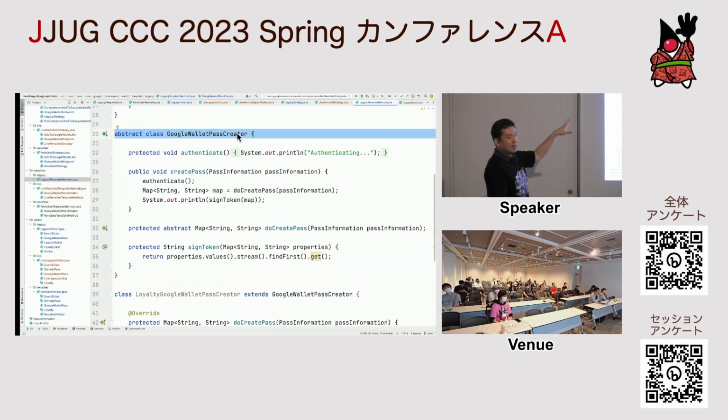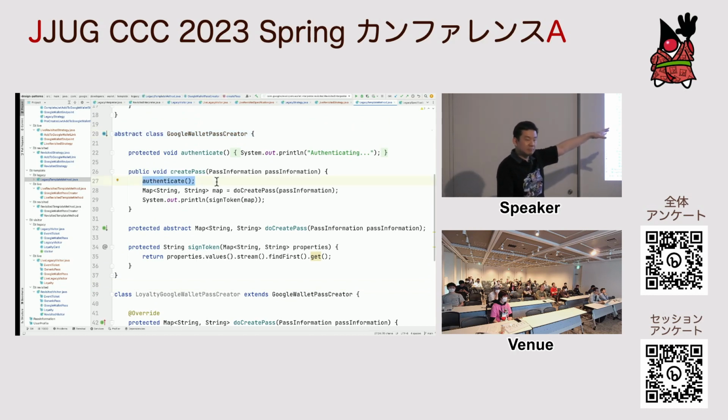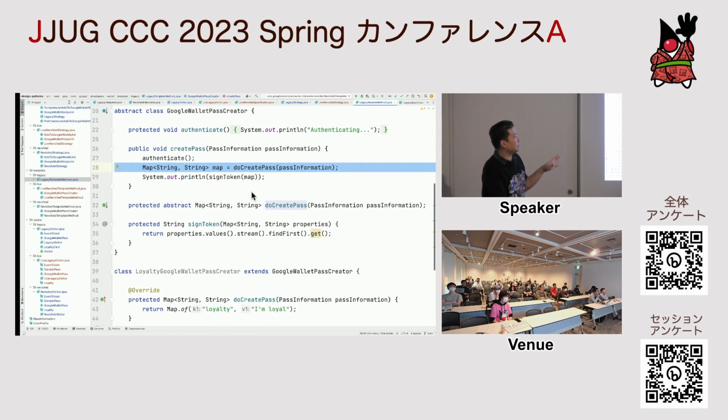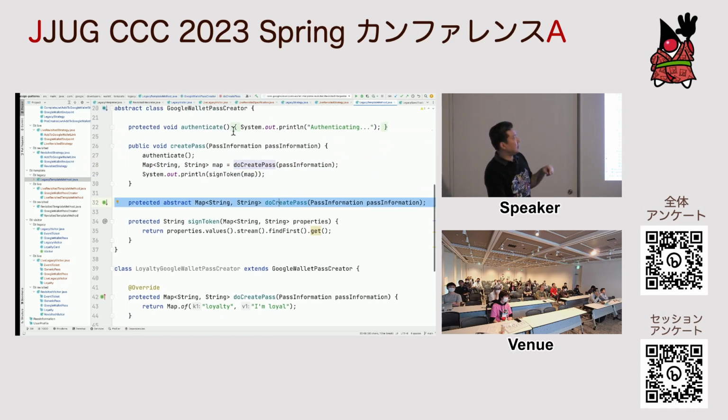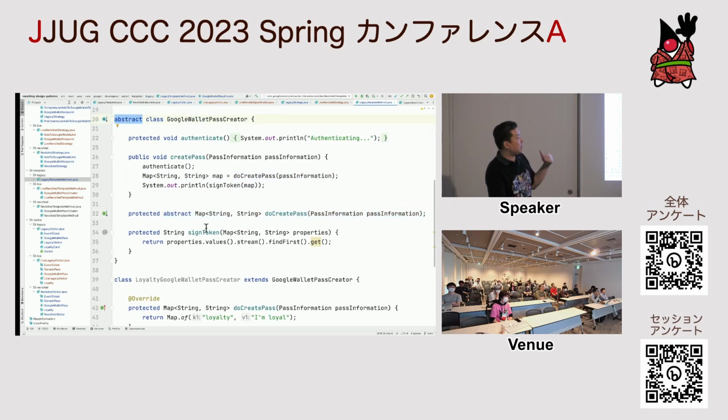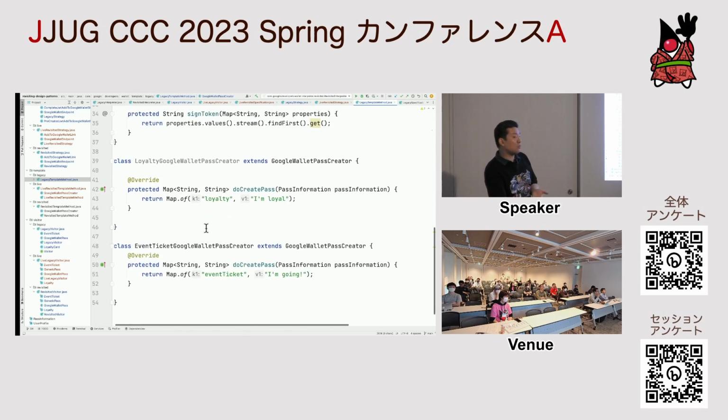In this class, when you're integrating with Google Wallet, you always have to authenticate first, and then you need to sign the token as the last step. But depending on the type of pass you're creating, the operation in the middle is different. So here, always the same. Here, always the same. Here, different. So what do we do? We create an abstract method and an abstract class.